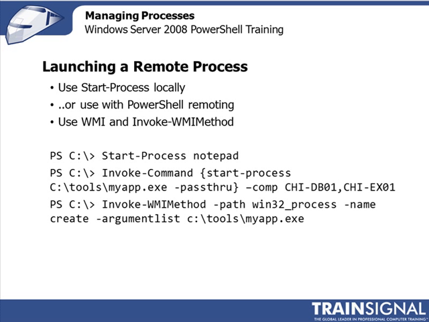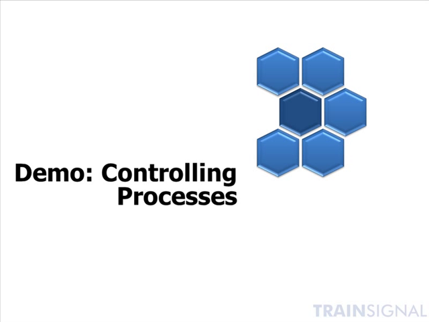Or I could use WMI, and in this case, this is done locally. I could specify computer names as well. Invoke-WmiMethod, the path, which is the path to the WMI object, the Win32_Process object, the Create method, the argument list is what I want to create. So I'm going to create the myapp.exe process. In this case, on the local machine, I could add the -ComputerName parameter and again specify one or more remote computer names. Same event would happen. I have processes starting, well, in this case, I'm using WMI. So let's go into PowerShell and let me demonstrate some of these techniques for dealing with processes on our servers.